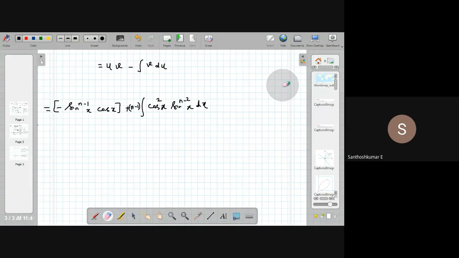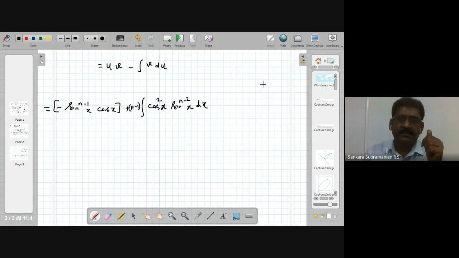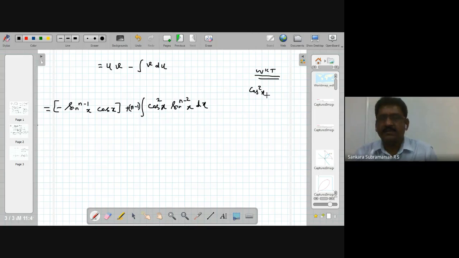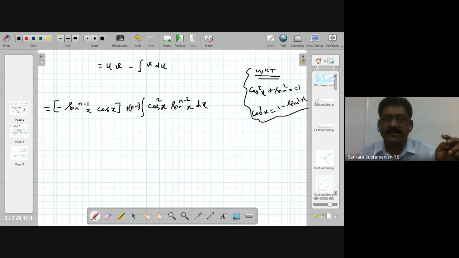What do you think? 1 minus sin square x. Yes. So we know the identity cos square x plus sin square x is equal to 1. I can replace cos square x with 1 minus sin square x.